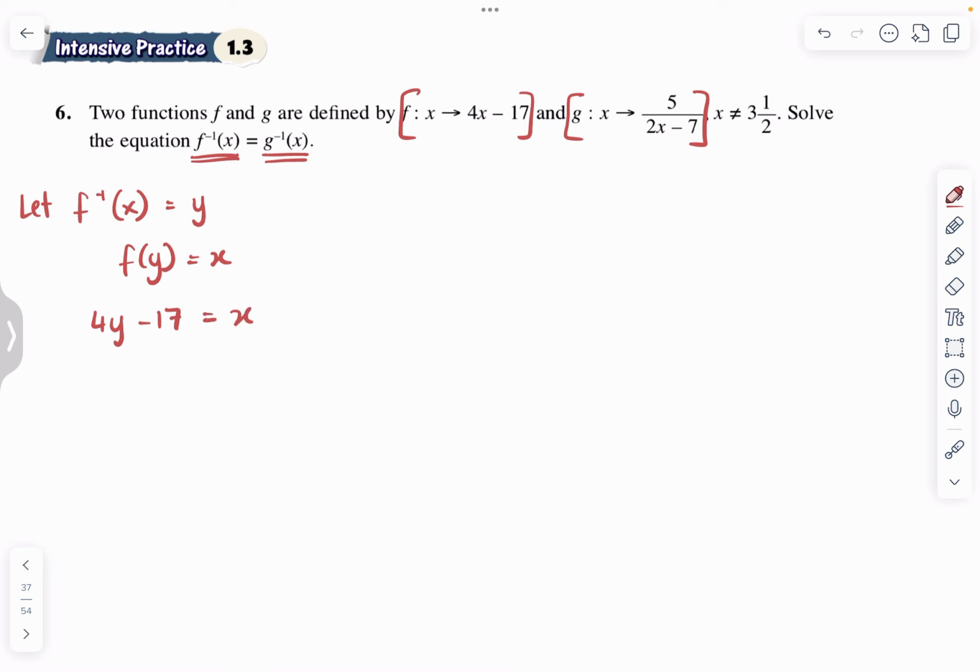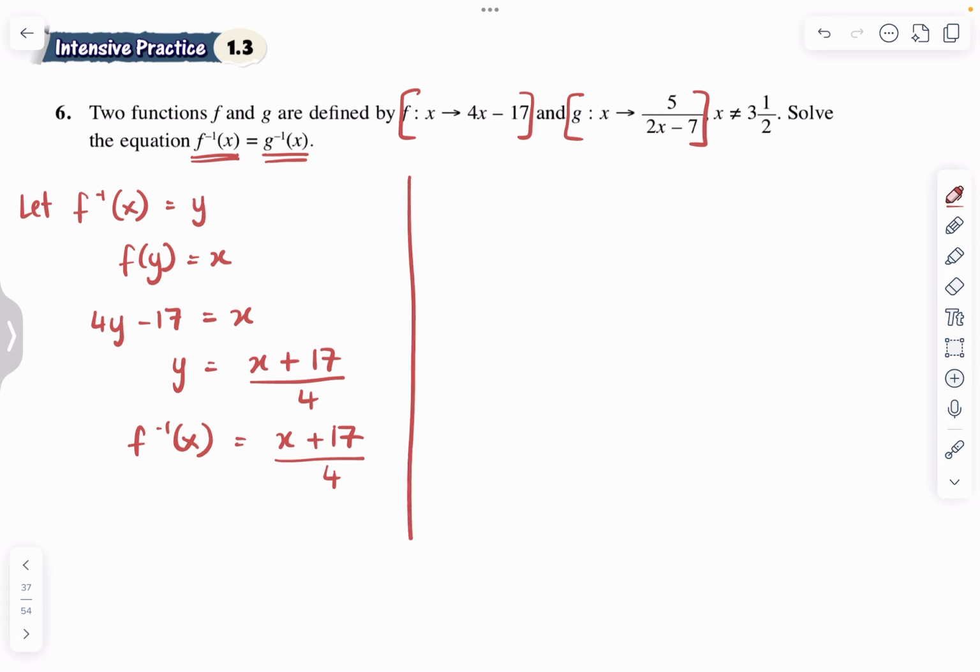Then we want to find f inverse x, therefore we need to find y. So we need to make this y the subject. So it will be x plus 17 divided by 4. So f inverse x is x plus 17 over 4.